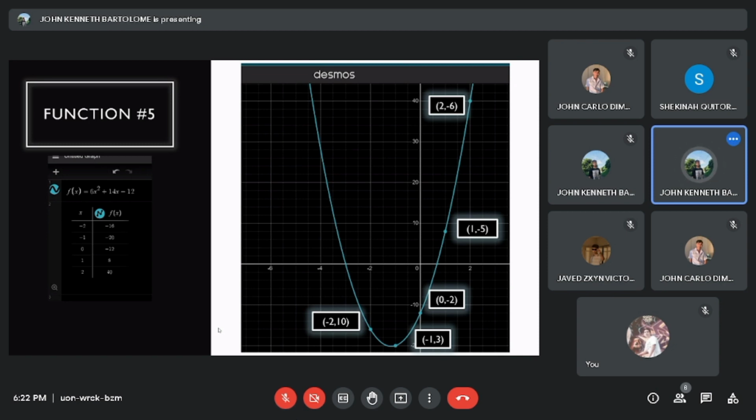The f of x also represents the y. As you can see here in the graph, points are already plotted by Desmos. The coordinates of the graph are (-2, 10), (-1, 3), (0, -2), (1, -5), and (2, -6). The first number of each coordinate represents the x value, and the second is the y. After plotting all the points, we can now connect all of them to form a parabola, and this is our final graph.